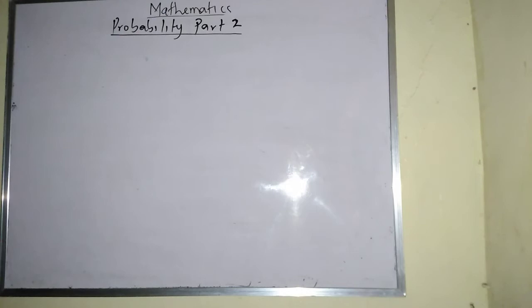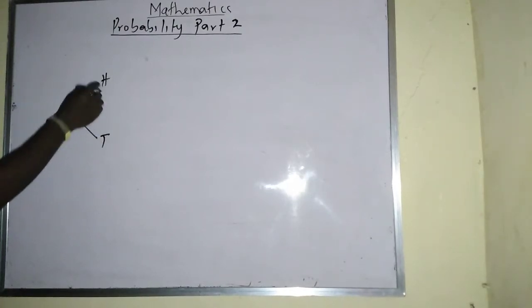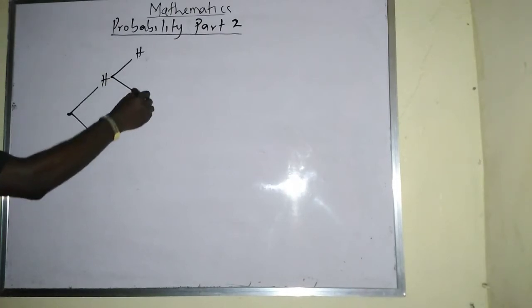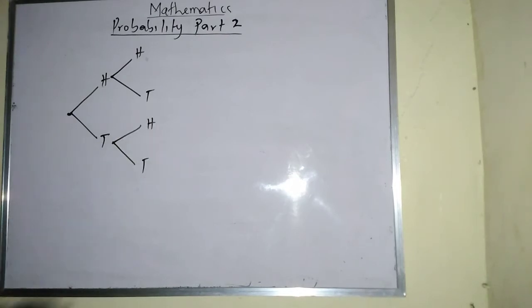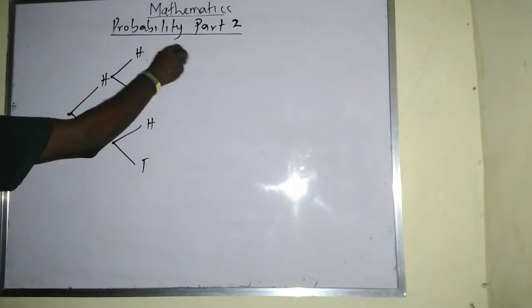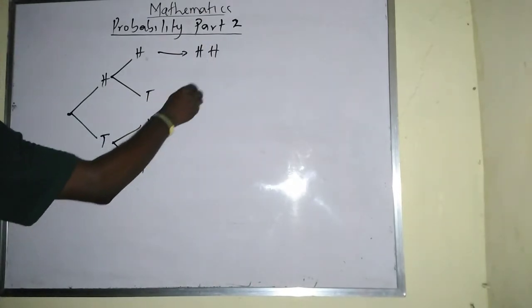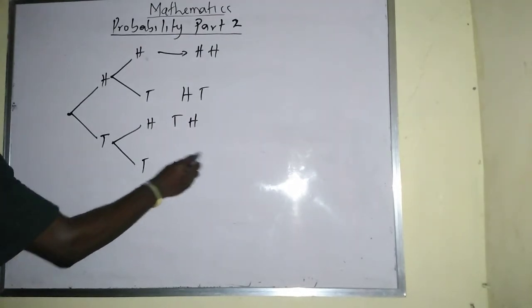Now, my tree diagram is always like this. I have 1, I have 2. This one can be head, this one can be tail. Then this one will again be head, tail, head, tail. It means on this part, it will be head, head, head, tail, tail, head, and tail, tail.